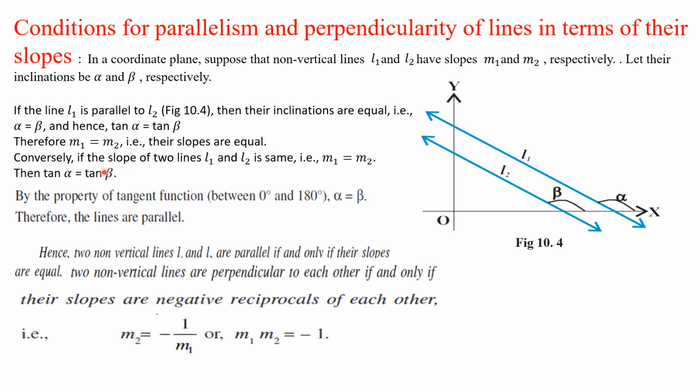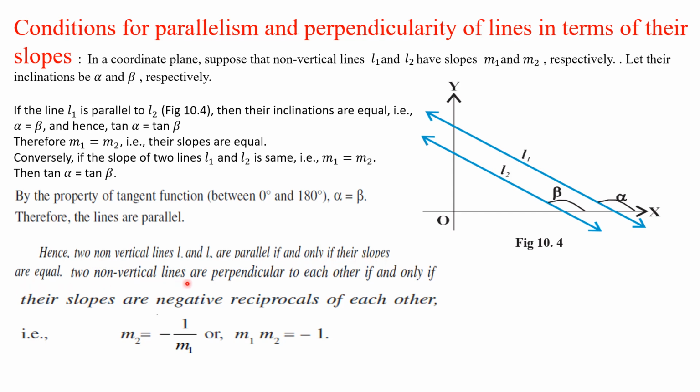Conversely, if the slope of line L1 and L2 is the same, that is M1 is equal to M2, then tan alpha is equal to tan beta. Yes or no, my children? If you assume that conversely, the slope of L1 is equal to the slope of the line L2, then tan alpha is equal to tan beta. Then automatically what will you get here? Alpha is equal to beta. Therefore, the lines are parallel. So, hence 2 non-vertical lines L1 and L2 are parallel if and only if their slopes are equal.